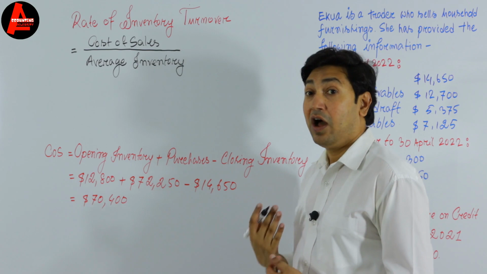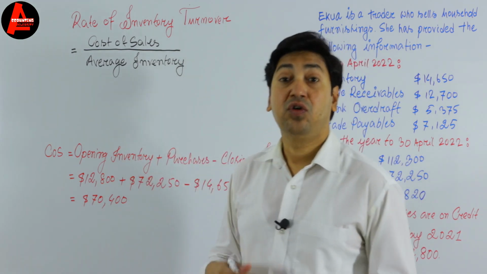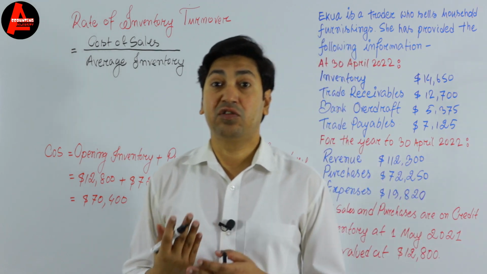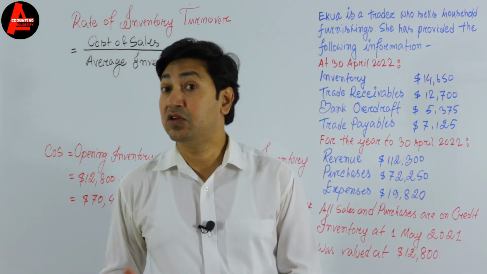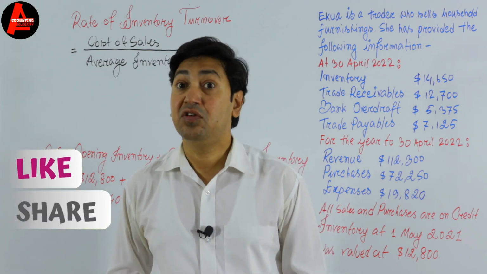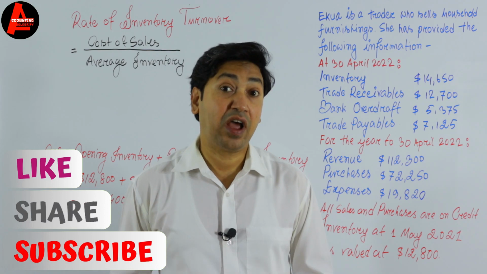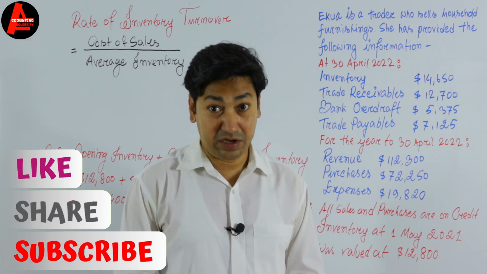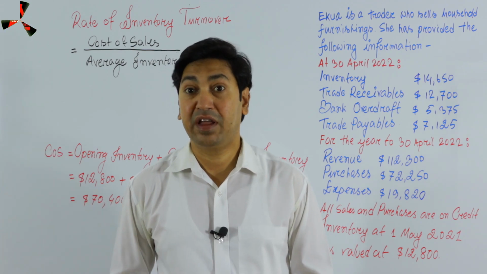Okay, now how to calculate our average inventory? We know average inventory equals opening inventory plus closing inventory divided by 2. Okay, if there is no closing inventory, then we will divide opening inventory by 2. Even if we don't have opening inventory but there is closing inventory, still we will divide closing inventory by 2.